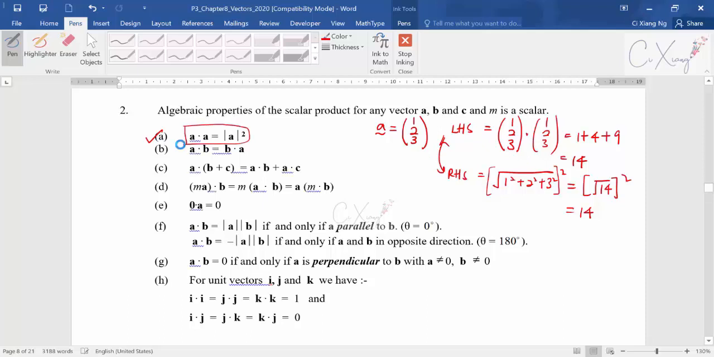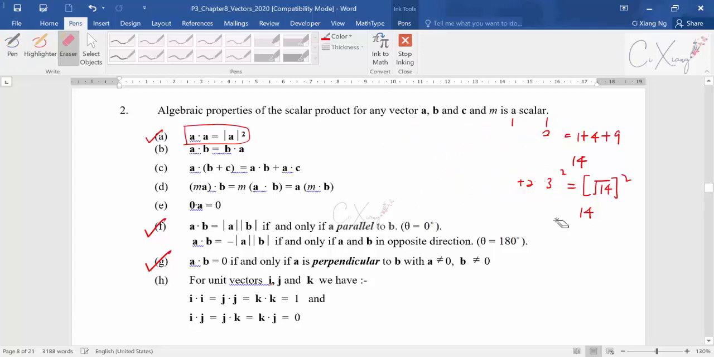Okay, so usually for properties, you don't need to learn how to prove one. Just that if you want to understand, you can use a simple vector like this to prove it for understanding. Okay, all right. So I'm not going to go through all the properties here. But I'm going to discuss two important results here, and I think it is worth for you to remember them, which are part F and also part G. So let's have a look at part F and part G.